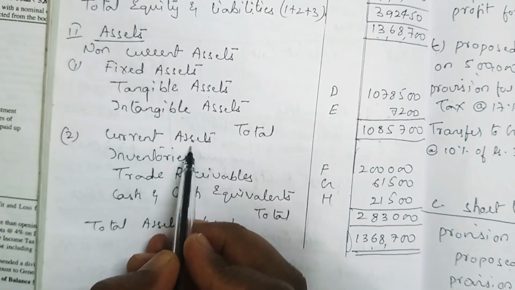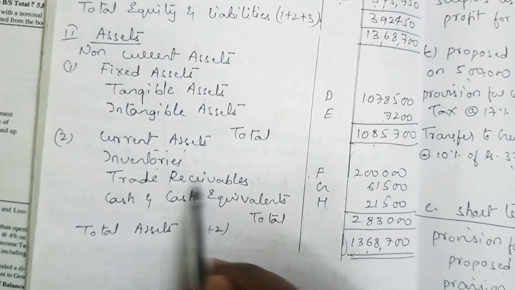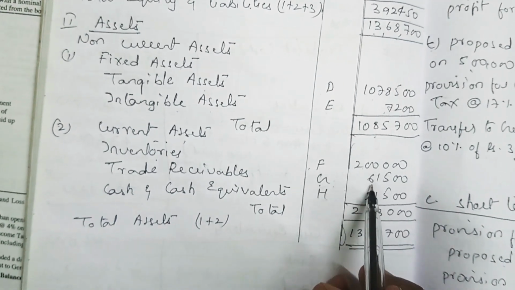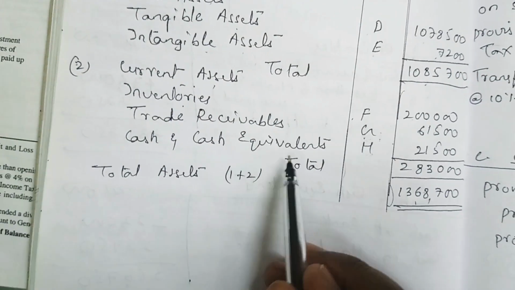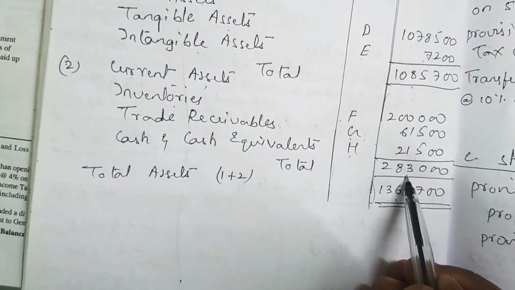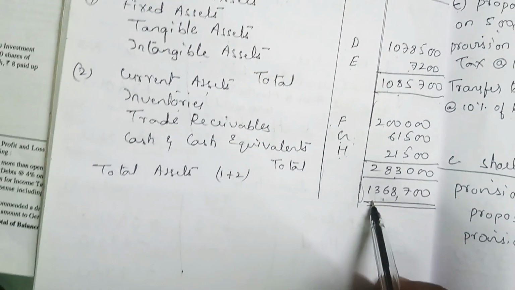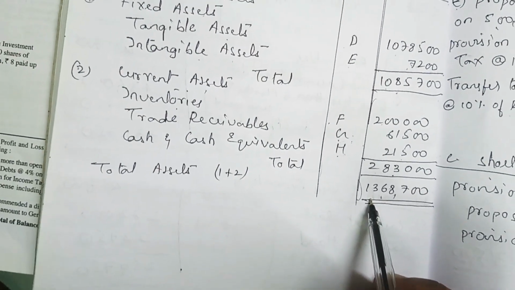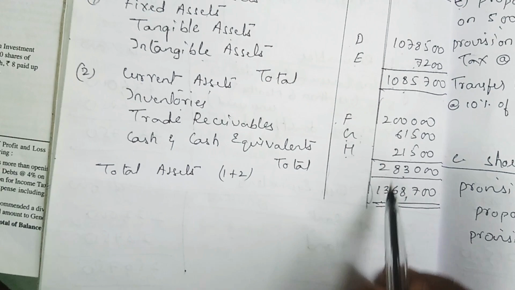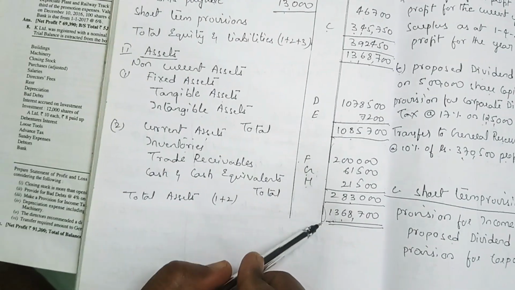Next, coming to the current assets, you have inventories under note F 2 lakhs, trade receivable under note G 61,500, cash and cash equivalents note H 21,500. Total of current assets. So fixed assets plus current assets, the total of assets is 13,68,700. So your liabilities and the asset balance tally. That's it.